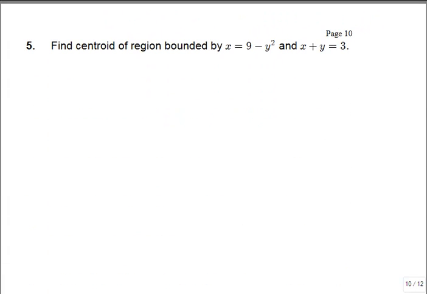All right, another example that asks us to find the centroid. We want to find the centroid of the region bounded by x equals 9 minus y squared and x plus y equals 3. Now this one's a little bit trickier in one respect, because our function here, x equals 9 minus y squared, is x as a function of y. So this is going to be one of these sideways parabolas. So it makes it a little bit difficult.